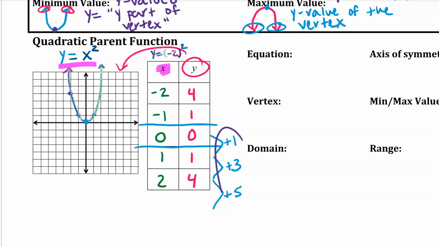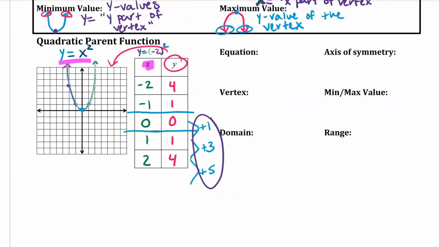Now this is a common rule that you use with your parabolas. You go up 1 over 1, up 3 over 1, up 5 over 1. So in my class, I always say, use your 1, 3, 5 rule. That's what I'm talking about right here.